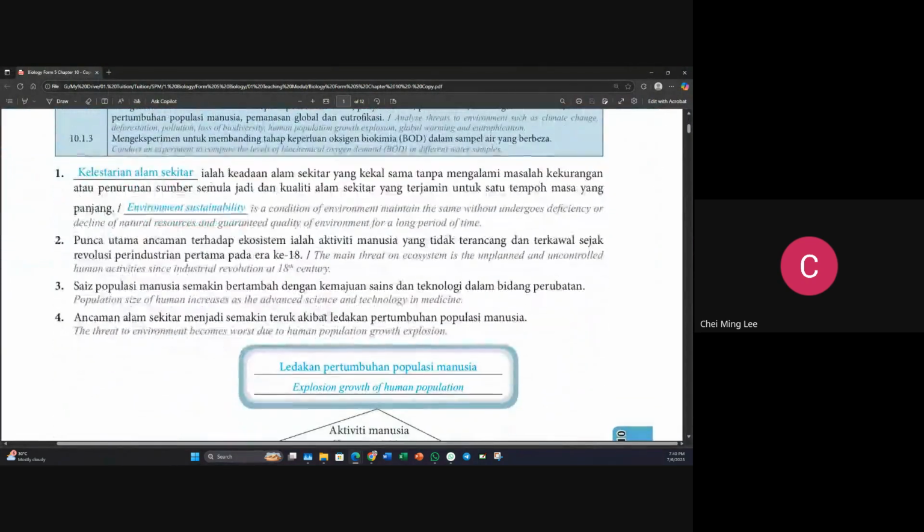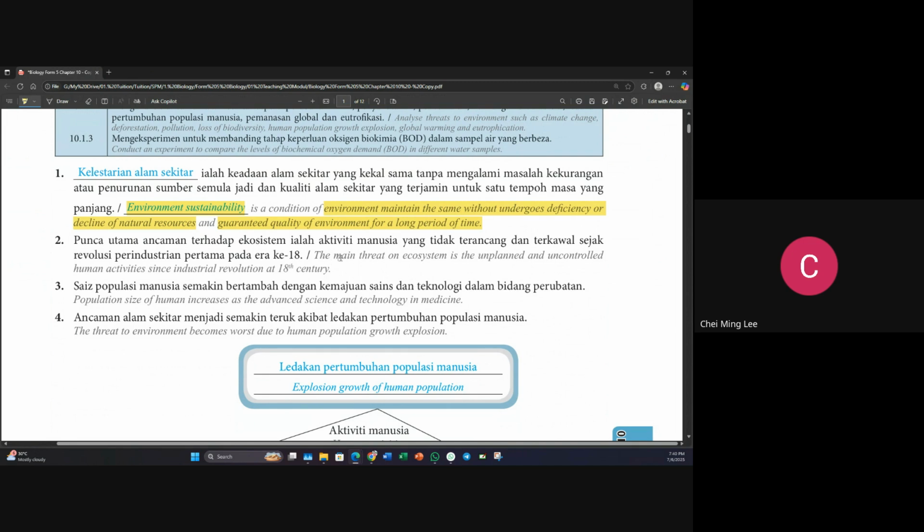Okay, now let's see this one. Environmental sustainability is a condition where the environment is maintained the same without undergoing deficiency or decline of natural resources, and the quality of the environment is guaranteed for a long period of time. So there are two main ideas here. First, the resources are not depleted or declining. The other one is the quality of the environment is sustained, or shall we say continues, for a long time.